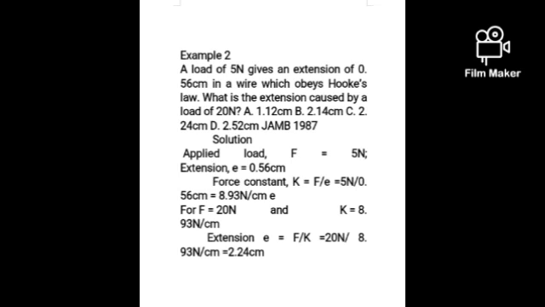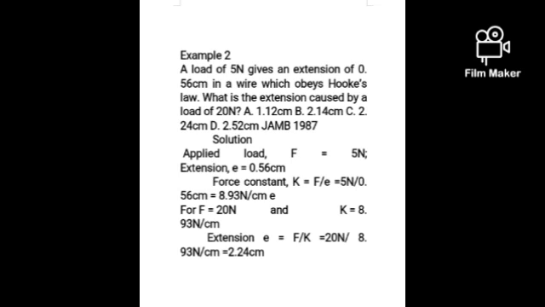So as I said, you need to convert that to what? To meter. So now force constant is equal to K is equal to F over E. Now your F is 5 Newton, then divided by E, which is the extension 0.56. So when you have converted that to meter, that is 0.56. When you divide that, you are going to get 8.93 Newton per centimeter.